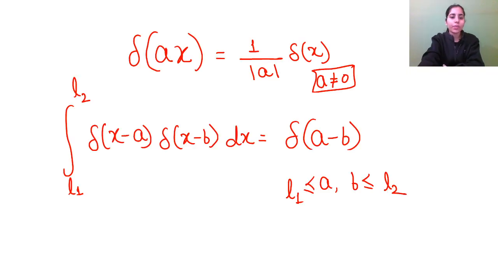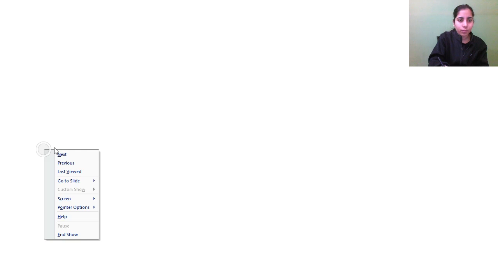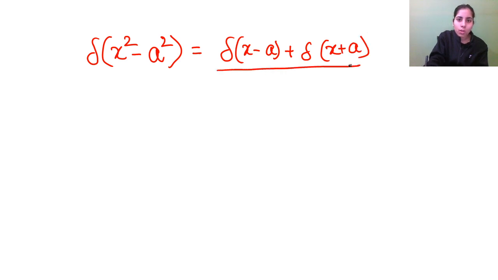So guys, before this we have discussed this property. Now what is our next property? Let's talk about that, because it's again a very important property and we all should know. The next property is a different expression. If you have delta of x square minus a square, this kind of form given to you, you can easily write it like delta of x minus a plus delta of x plus a upon 2 mod a.